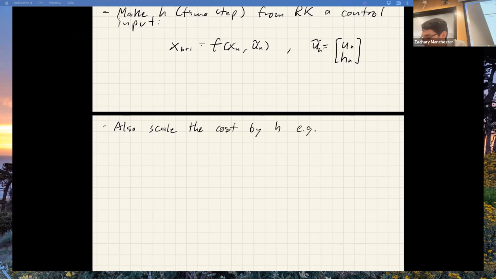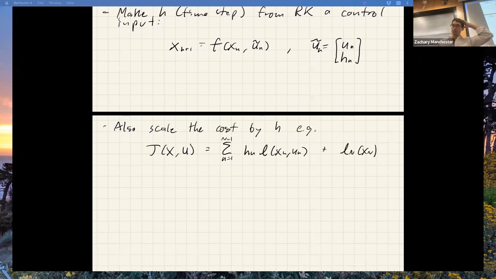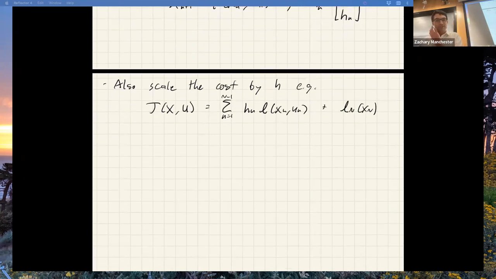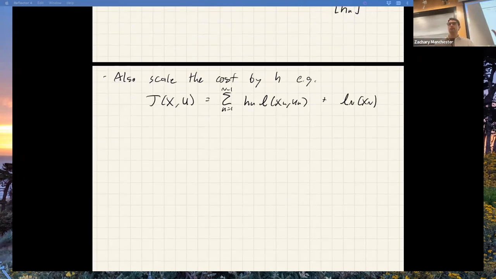So the full cost would be, say, the sum over my time steps k equals 1 to N minus 1, and I'd have h sub k times our cost l in here. So that makes everything coherent and makes sense as I shrink the time, right?